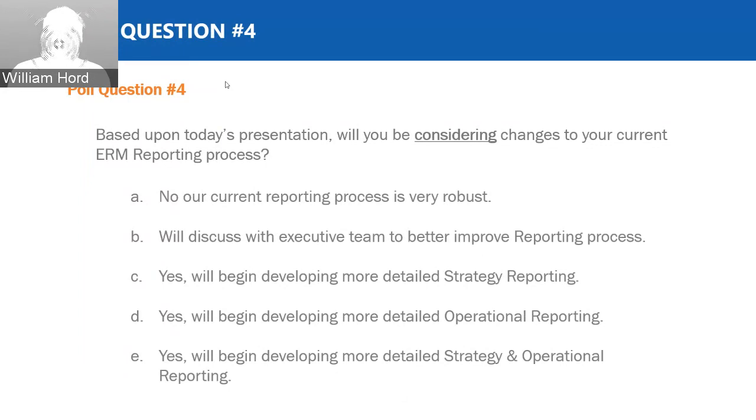So when you look at today's presentation, are you even going to consider any changes to your current reporting process? A is, nope, our current reporting process is extremely robust. We're good to go. Thanks, great information, but we're cool. B, we're going to discuss it with our executive team to potentially better improve our process. C, we absolutely need to begin developing more strategic top-down reporting. D, we should begin developing more detailed bottom-up reporting. Or E, we just need to begin developing more detailed top-down and bottom-up reporting.